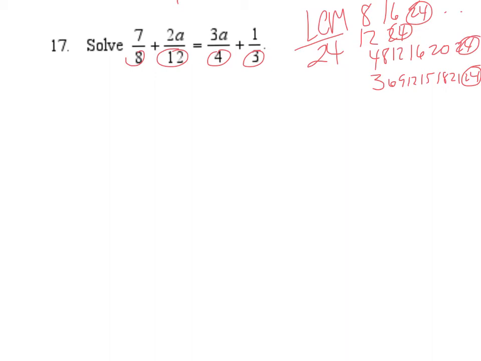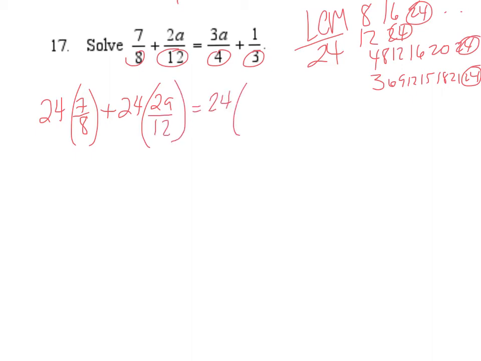That means I need to multiply everything by 24. So I'm going to rewrite 24 times 7 over 8 plus 24 times 2a over 12 equals 24 times 3a over 4 plus 24 times 1/3. Be really careful with the a's because they can look like 9s if you write sloppy like I did. So now I'm going to see what I can cancel out. Any whole number is over 1, so I just added that in.